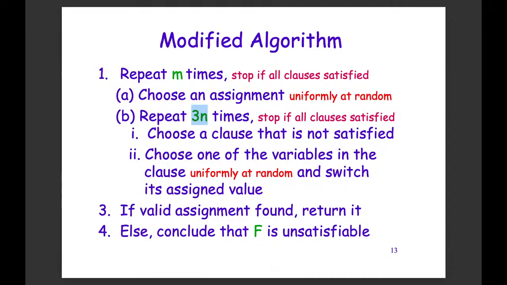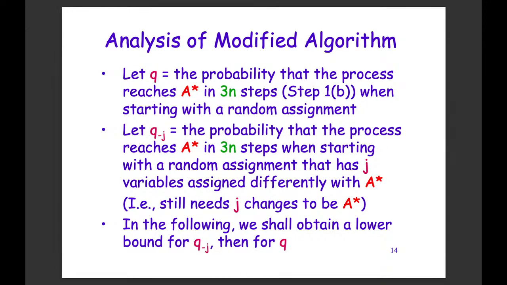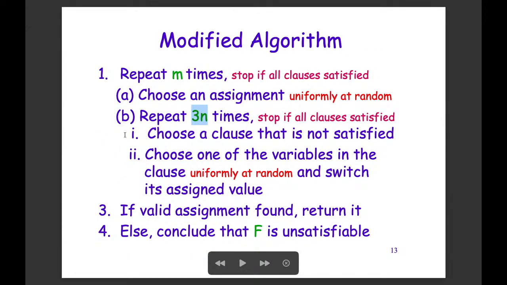Now, why do we have this and then we will have an improvement? It is because there could be a lot of good assignments that we can take at the beginning, so that after running 3n steps, we will really reach the final state. So here, let's do the analysis of this modified algorithm, and then we will determine the value of m later. Okay, so here we let Q be the probability that the process will reach A star in 3n steps when we are starting at a random assignment. So we are analyzing the probability of running once this part.